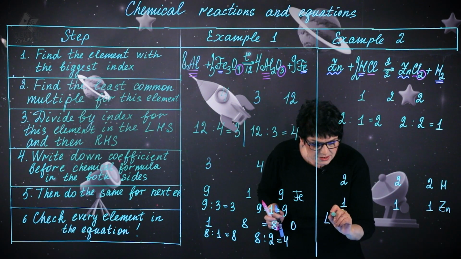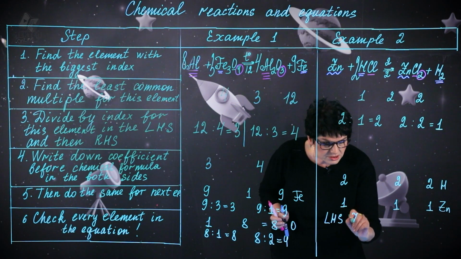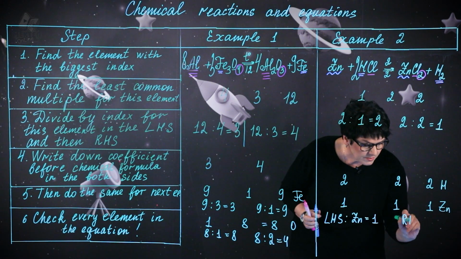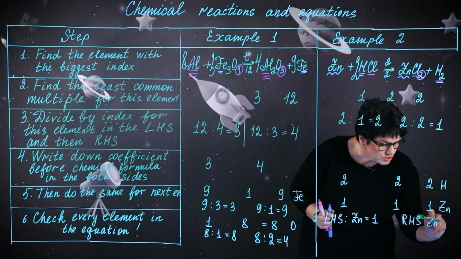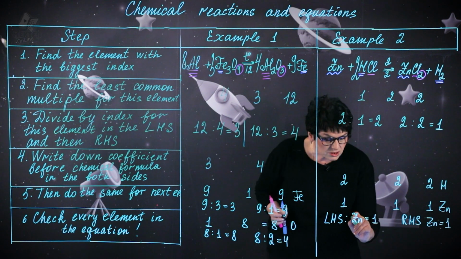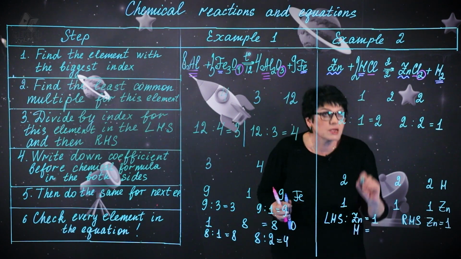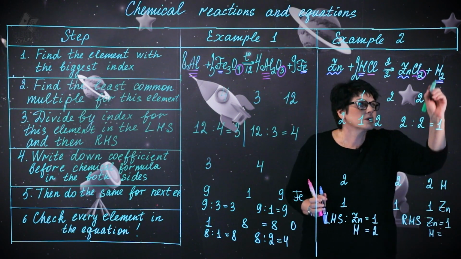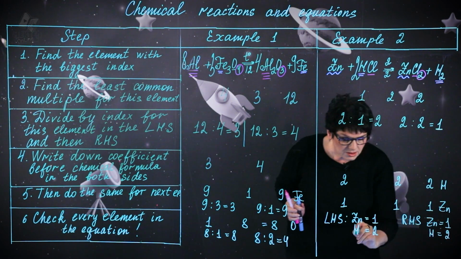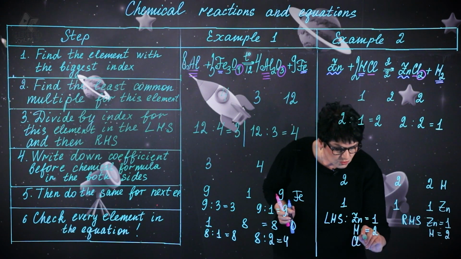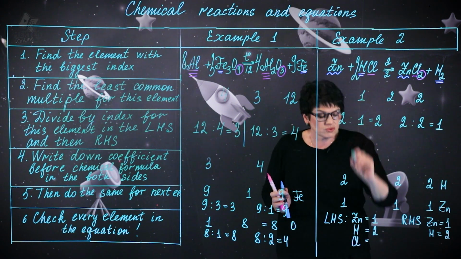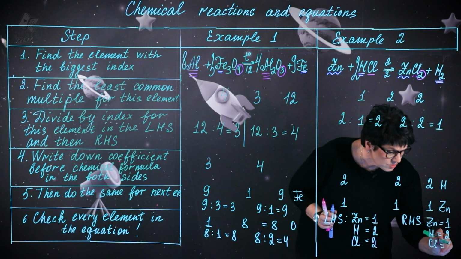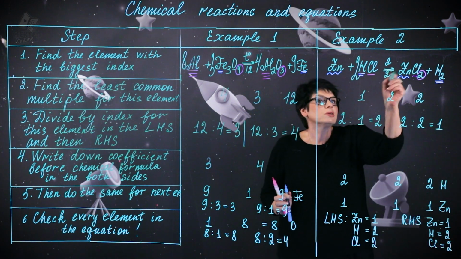However, we can definitely check it. On the left side, we have 1 zinc, and on the right side, we also have 1 zinc. Thus, the number of zinc atoms is equal on both sides of the equation. Moving on to the next element, hydrogen. On the left side, we have a total of 2 atoms. On the right side, we also have a pair of hydrogen atoms. And the chlorine remained for testing. We have 2 multiplied by 1, 2 chlorine on the left side, and on the right side, we also have 2 chlorine. All our equation is equated.